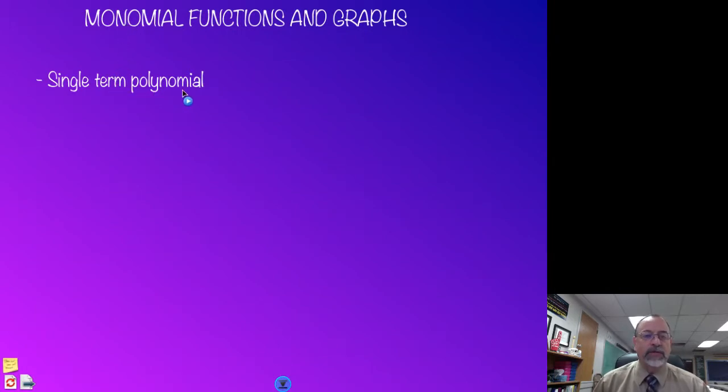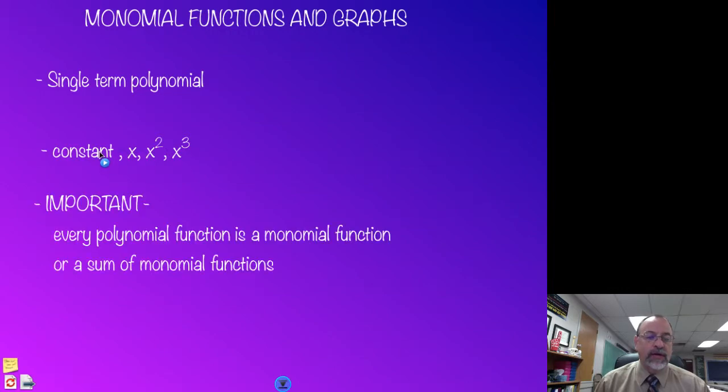Mono means one, so we're talking about a single term polynomial. So we're talking about functions that have just one term. So you're going to have a constant or the letter x squared, x cubed, something. Just one single term is all we're looking at.